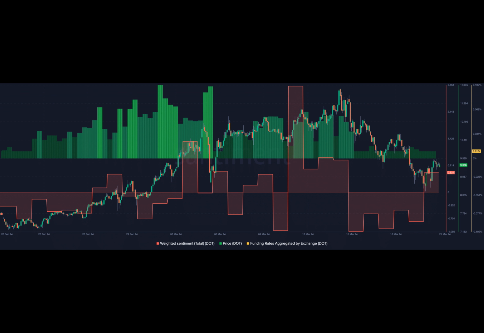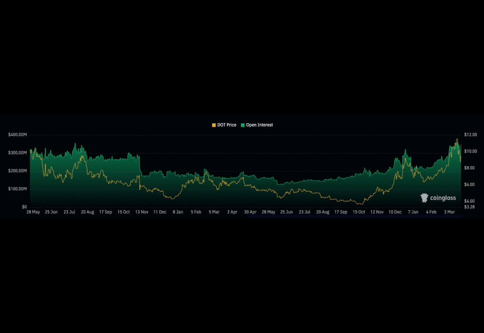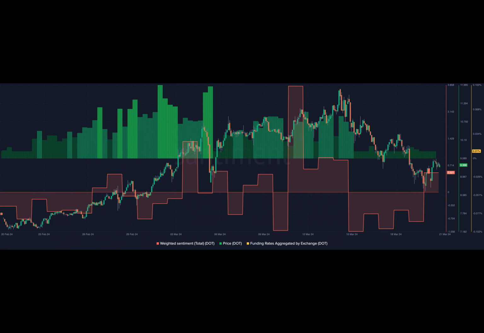In summary, DOT sentiment has improved, but the price action is still iffy. The funding rate is positive, but it's decreased, and the price is stalled. The OI increase isn't enough to help the bulls, and the bears might take over. It's a close call, but we're hoping the bulls can pull it off.